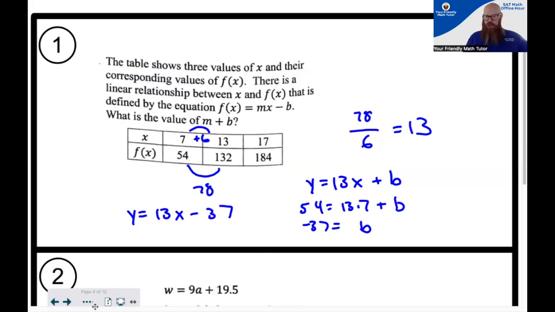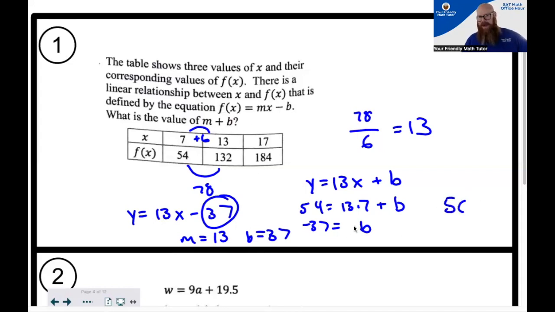Okay. So that means that m is 13 and b, well, it's minus b. So b is just the 37. I realized the b we got here was negative 37, but they flipped it on us, right? They do these things to confuse you, right? And then they want us to add them together. So 13 plus 37 is 50.